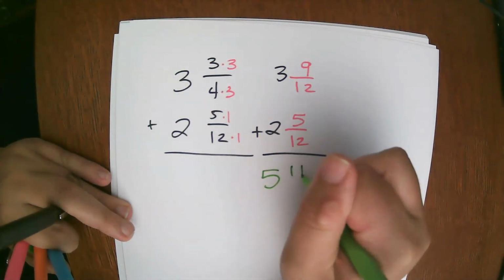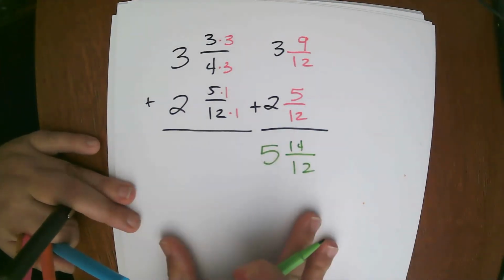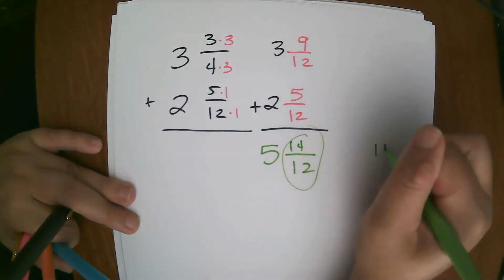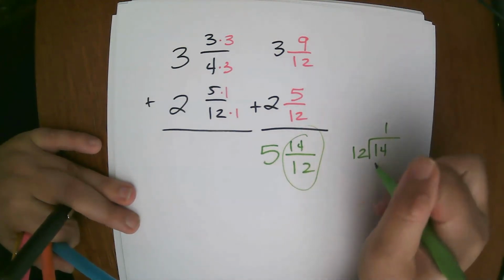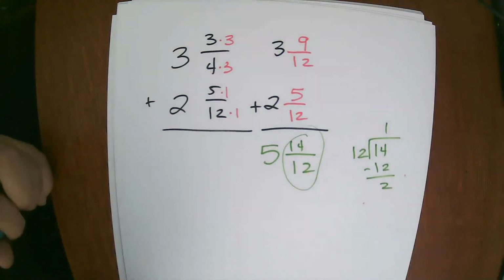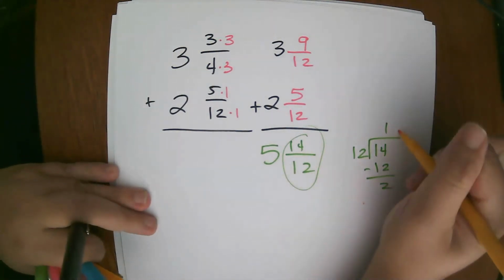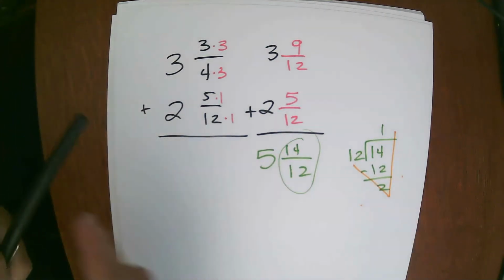So you go ahead and add the whole numbers. 3 plus 2 is 5. 9 plus 5 is 14 over 12. And then at this point, we're going to do the same exact thing. We have an improper fraction, so we need to divide it out. 12 goes into 14 once. 12 times 1 is 12. 2 left over.